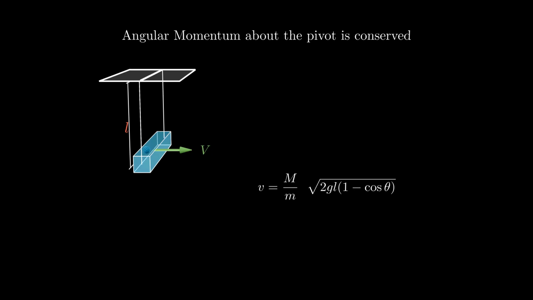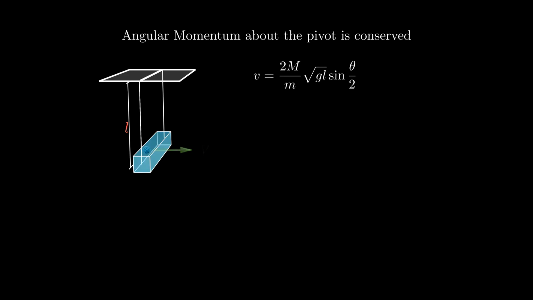If I simplify this equation using some trigonometry, I can write 1 minus cos theta is equal to 2 into sine square theta by 2. If I substitute this value of 1 minus cos theta in the above equation, I get small v as capital M by small m into root over 2gL into 2 sine square theta by 2. If I solve this equation, I get v as nearly equal to twice of capital M divided by small m into root gL into sine of theta by 2. This is the velocity of the bullet before impact.